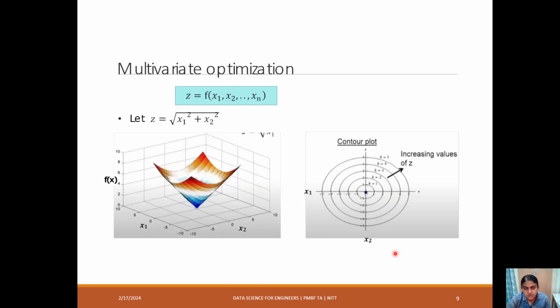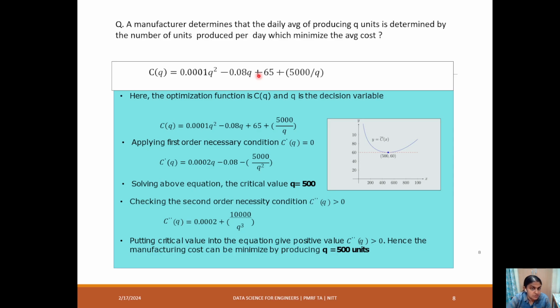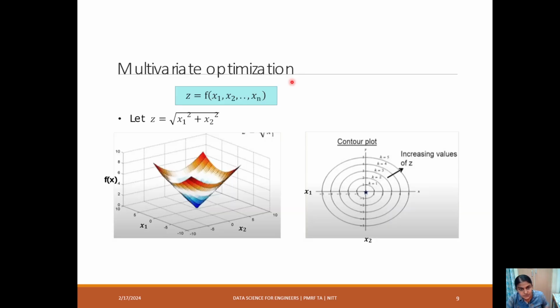Now, multivariate optimization. Till now we looked at univariate optimization. That means there was one objective function, and we had to minimize or maximize it, and we had only one variable. Now we are moving to cases where you might have to use a set of variables which will influence the function. So it's like z equal to f of x1, x2, etc.